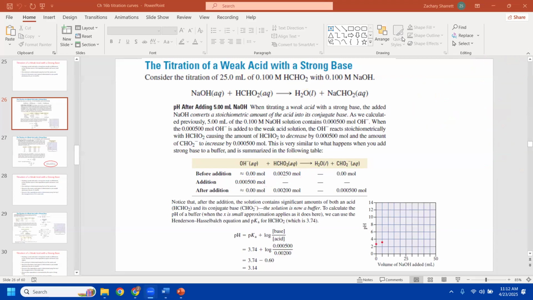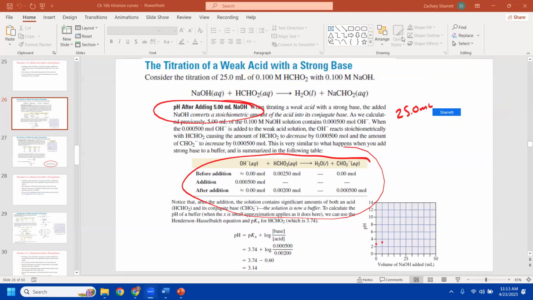nice, okay? So I'm going to make my own. This is the stoichiometry table, right? So we're calculating the pH after 5 milliliters of NaOH is being added. All right? So we have 25 milliliters of, I'm just going to write it as HA, but the HA is representing HCHO2.